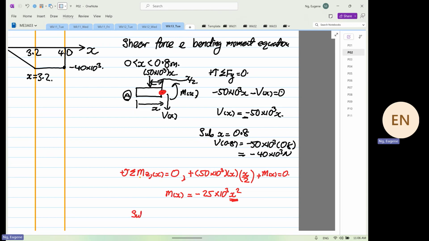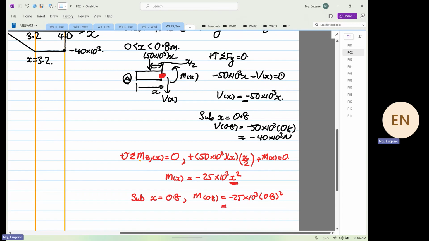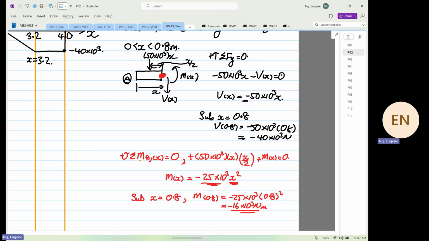So when we substitute X is equal to 0.8, M at 0.8 is equal to minus 25 times 10 to the power 3, now multiplied by 0.8 squared. So this will be equal to 25 times 10 to the power 3 times 0.8 times 0.8, which is minus 16 times 10 to the power 3 Newton meters. Are we clear? So that is why it's second order. Okay, so again, we derive this by using the physics and the math combined.